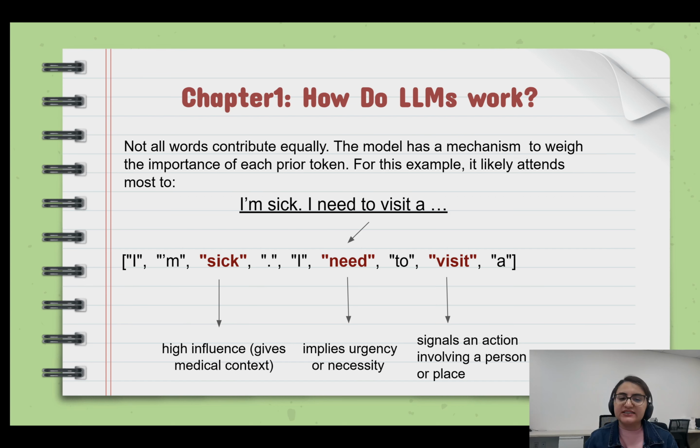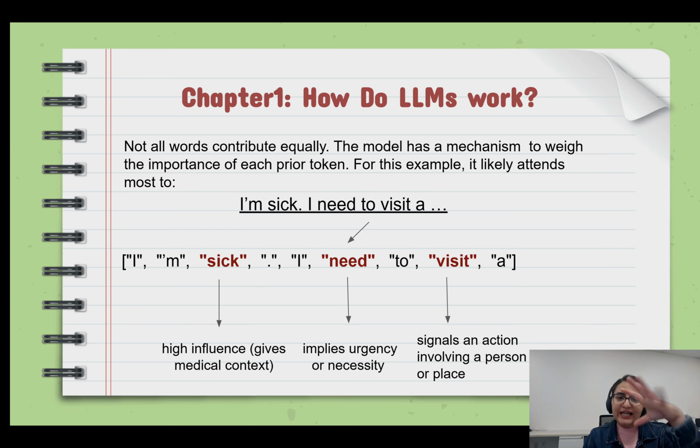In this sentence, sick has the highest influence because it gives a medical context. It tells you that this person is sick, and when someone is sick, that person needs to visit a doctor. The word need implies an urgency or a demand. The word visit signals an action involving a person or a place.